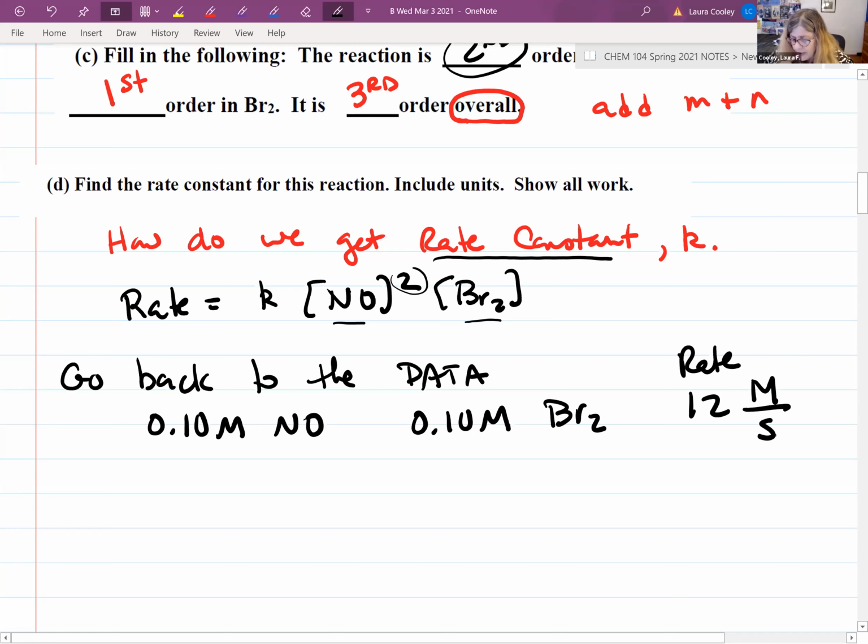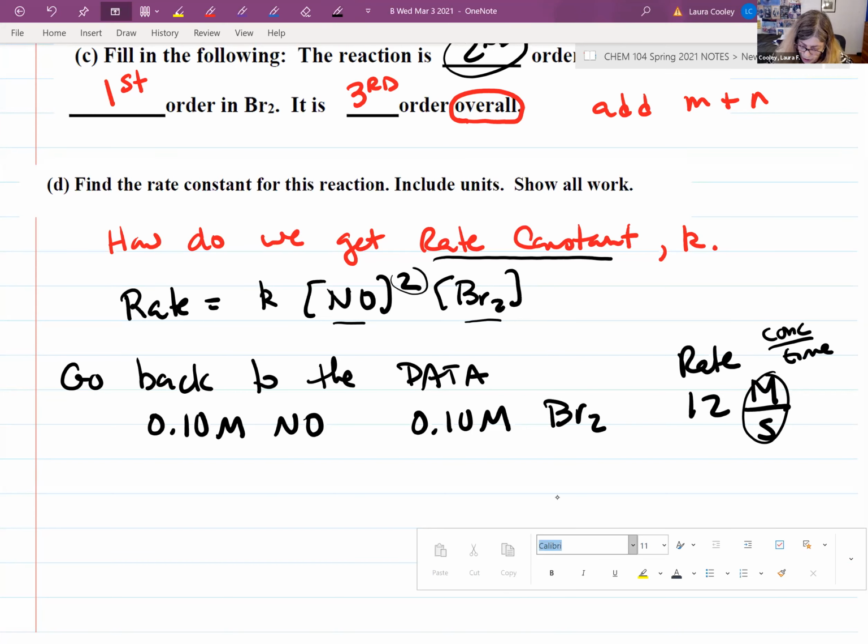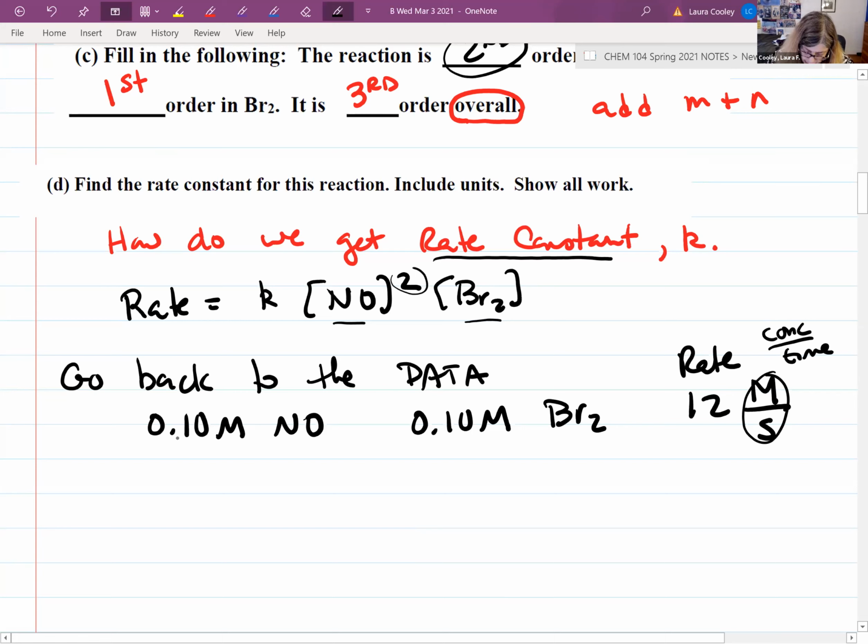And notice the units of the rate are always the same. Molarity per second. It's concentration over time. Rates always have those units. So what I want to do is I have this expression here, right, is k times [NO] squared times [Br2]. And I want to find out what is the k. So what I do is I isolate the k mathematically.